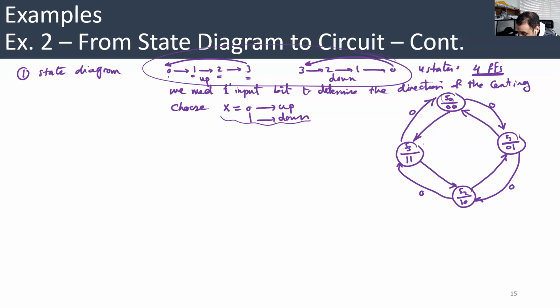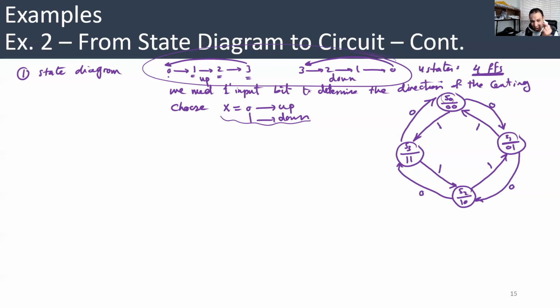If we are in 1, 1 and the input is 1, we count down. So we go to S2, in which the output is 1, 0, from 3 to 2. If we're in S2 and the output is 2, and the input is 1, we go to S1, in which the output is 1. Then we're in S1 and we go to S0, and if we are in S0 and the input is 1, we go to 1, 1 again. That's basically the complete state diagram.